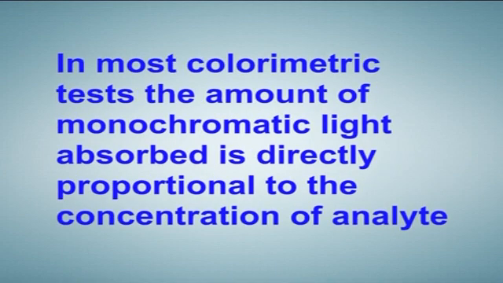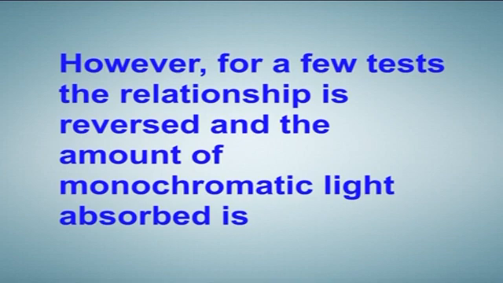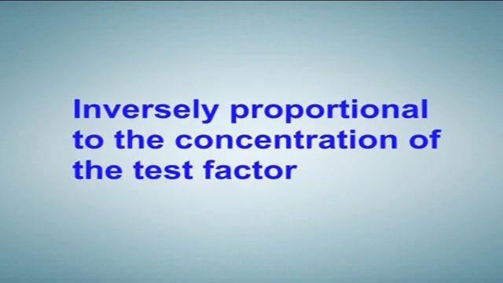In most colorimetric tests, the amount of monochromatic light absorbed is directly proportional to the concentration of analyte. However, for a few tests, the relationship is reversed and the amount of monochromatic light absorbed is inversely proportional to the concentration of the test factor. Colorimeters are extensively used in the food and beverage industries to maintain required minerals like iron, phosphate, and dyes in food materials.